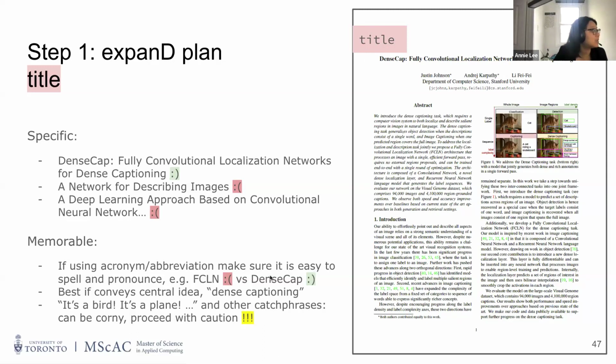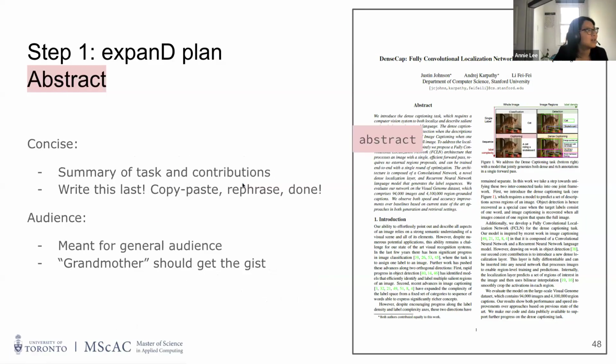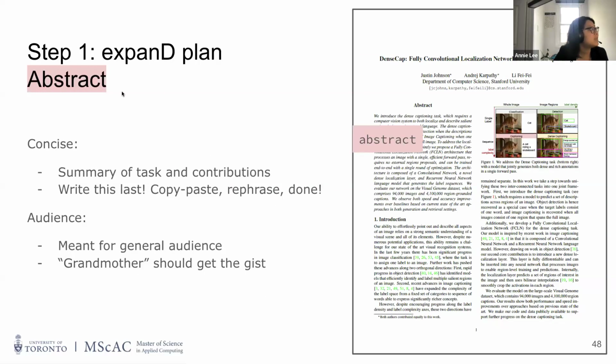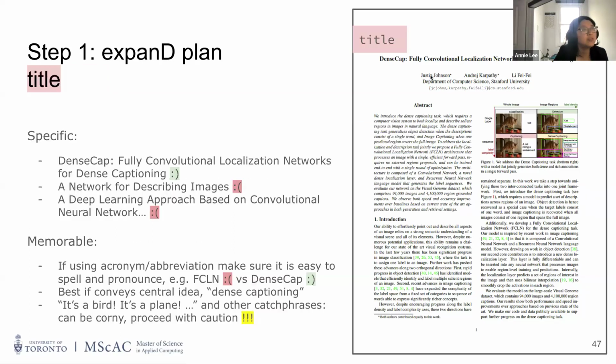Memorable, so if you use acronyms and abbreviations, remember it's easy to pronounce, right? Like fully connected localized network, that's not a cool name, but DenseCap is really cool. But watch out, don't make it too corny, like it's a plane, it's a bird, nothing too crazy. Actually, I have a slide on titles, but I'll show you at the end. And then the abstract you'll write. So the title you'll decide at the end. Usually by the time you finish your paper, you can think about your title together.